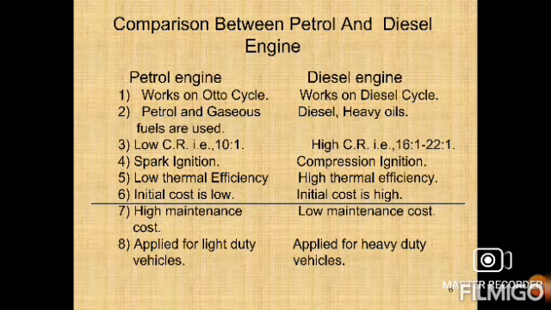Next, petrol engines have a low compression ratio, 10 to 1. A compression ratio of 10 to 1 is maintained, meaning 10 parts of air to 1 part of fuel. In diesel engines the compression ratio is high, 16 to 1, up to 22 to 1, in general.